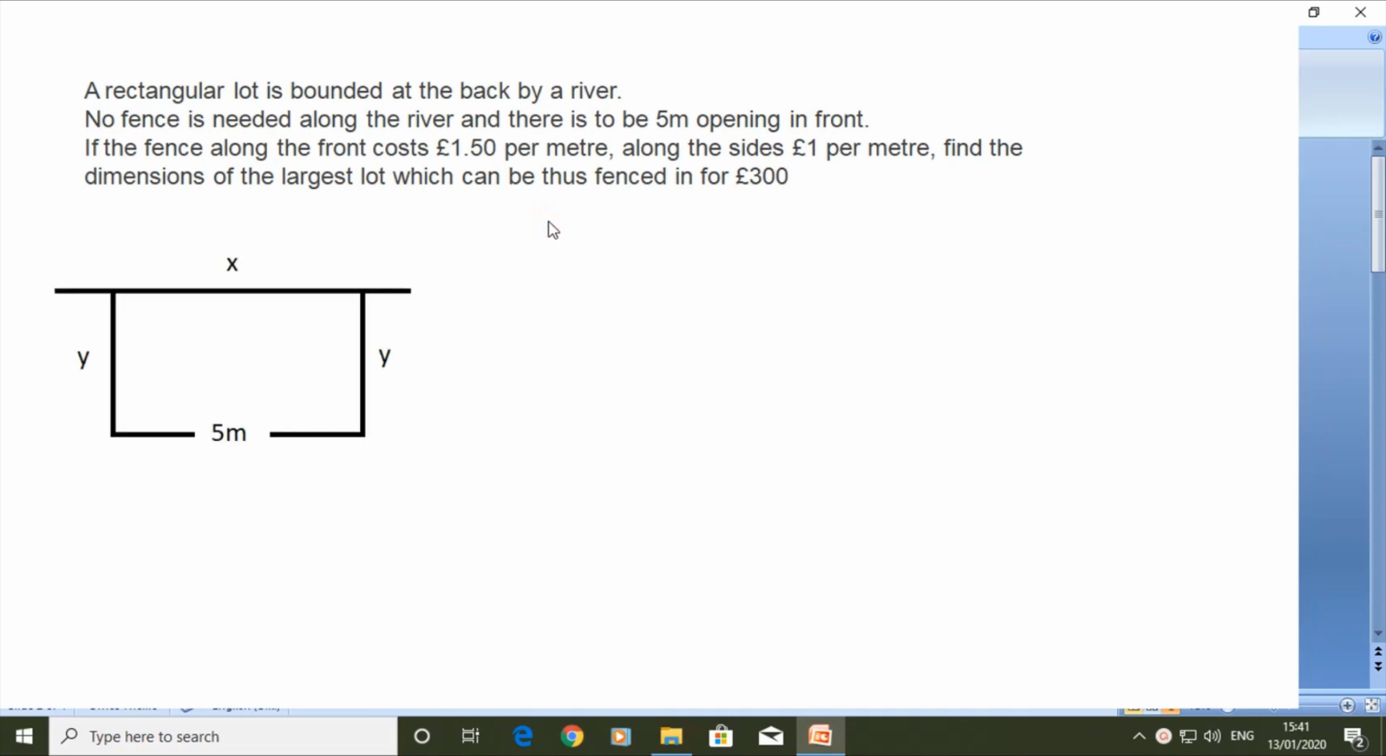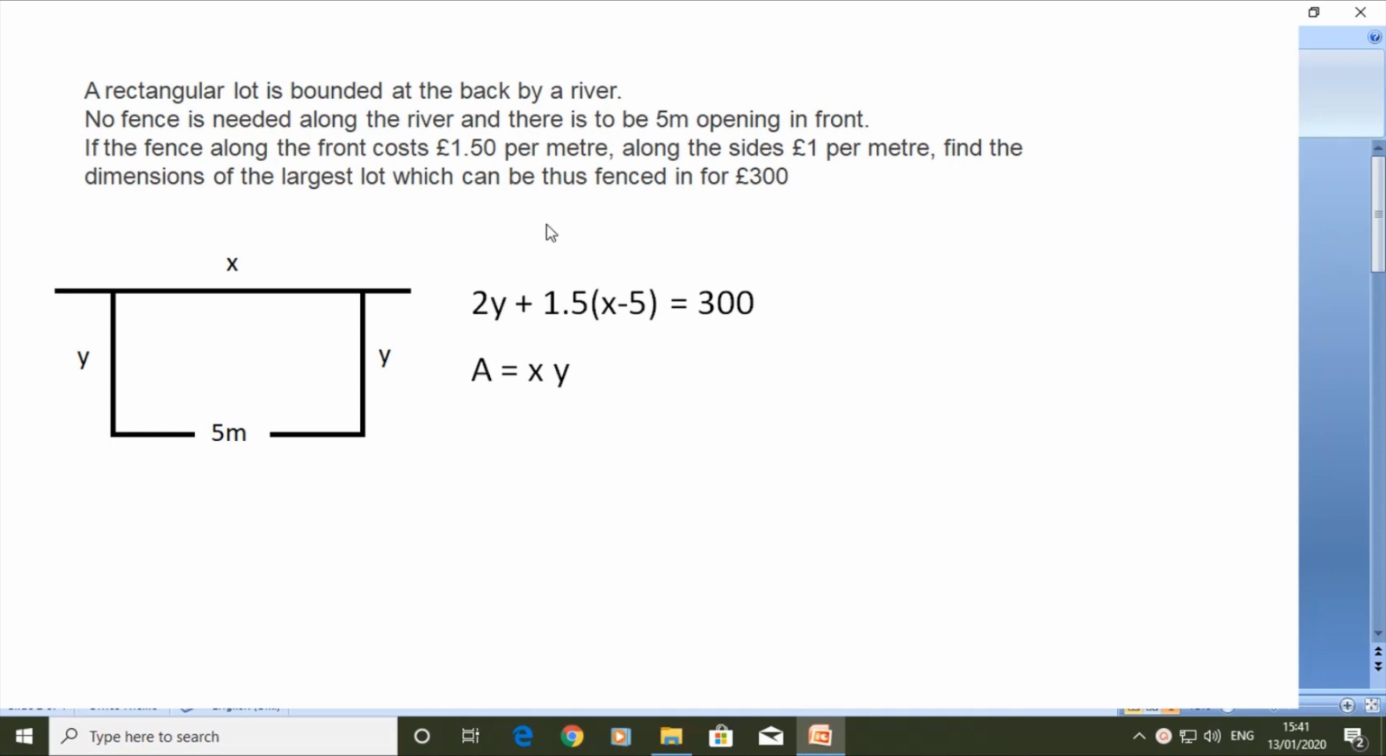So again, a diagram. If you haven't got a diagram, draw a diagram. There's the river, there's my rectangular plot. I'm going to call that distance x, and we have y and y, and then at the front we've got x minus 5. The information that we're given, we're told 2 times y plus 1.5 in brackets x minus 5 equals 300. Look at the information we're given, you'll see where that equation comes from, and then the area is x times y.